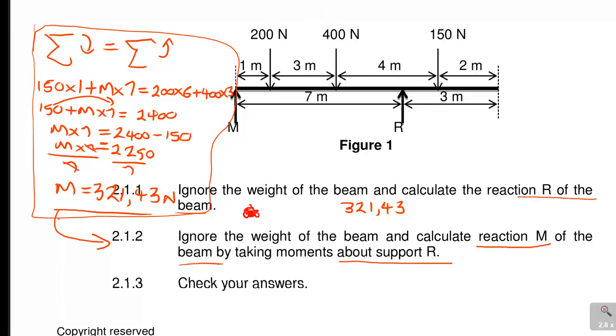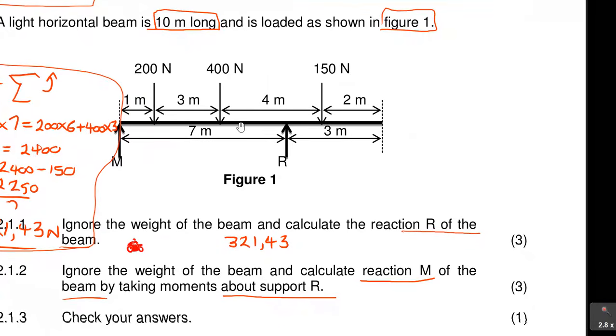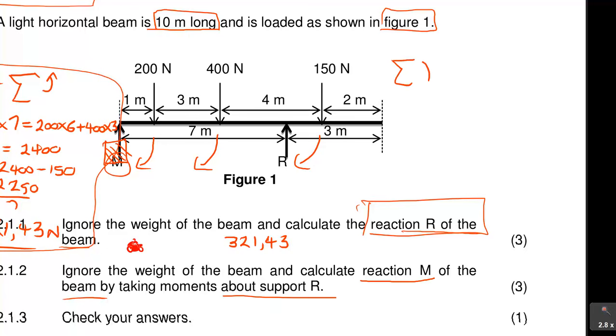Now I'm looking for question 2.1.1, the first question that I was supposed to do. It says ignore the weight of the beam and calculate the reaction R. If I'm to calculate reaction R, I must take moments about M. So if I'm taking moments about M, say this is my focus here, you see this force will turn like that, it will turn like that. So all these are clockwise, so the sum of clockwise is equal to the sum of anti-clockwise.